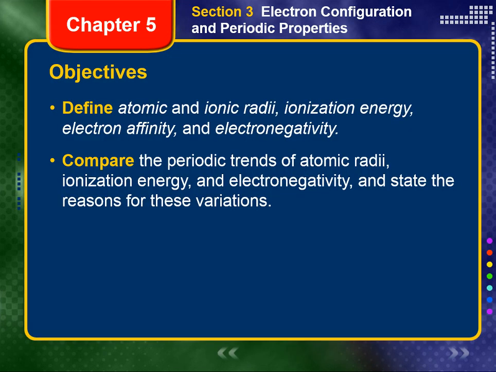At this point, you should be able to fully define atomic and ionic radii, ionization energy, electron affinity, and electronegativity, and compare the periodic trends for atomic radii, ionization energy, and electronegativity, as well as state the reasons for these variations, with the exception of electronegativity, which will be covered in the next video.